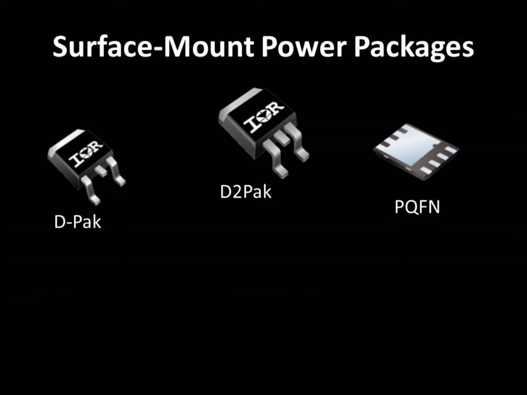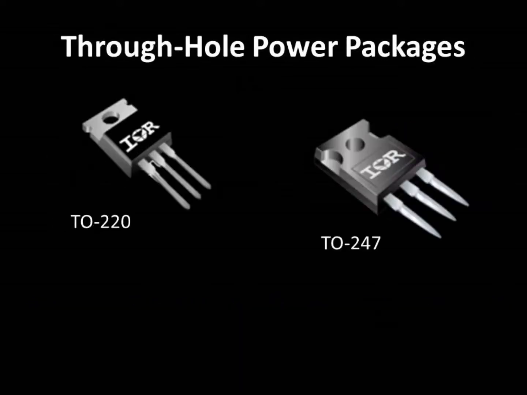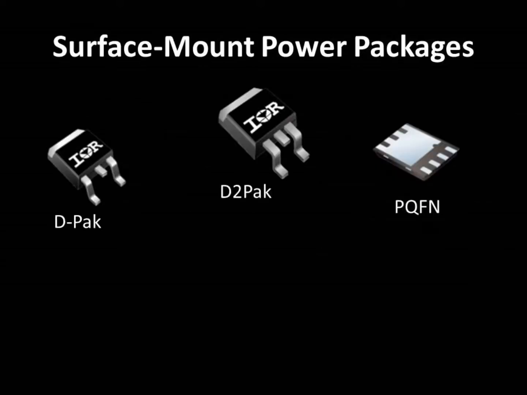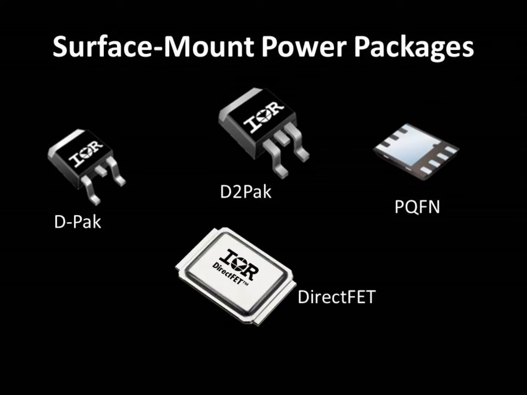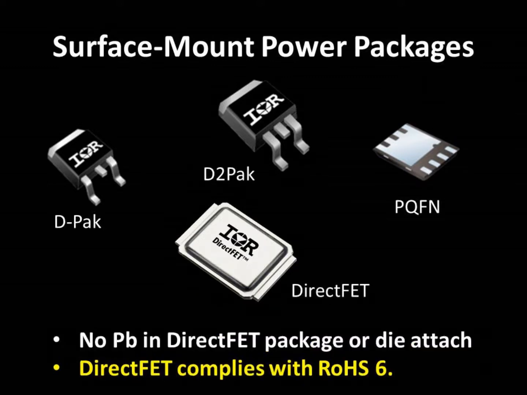However, if we look at the larger surface mount and through-hole packages in which power MOSFETs are offered, we find that some, like the D-pack, the D2-pack, and the PQFN, do contain lead in the die attach. The two popular through-hole options, the TO220 and the TO247, do not contain lead in the die attach. But if we look at the surface mount package offerings, only the proprietary DirectFET package contains no lead in the package or die attach, and therefore complies with RoHS 6.